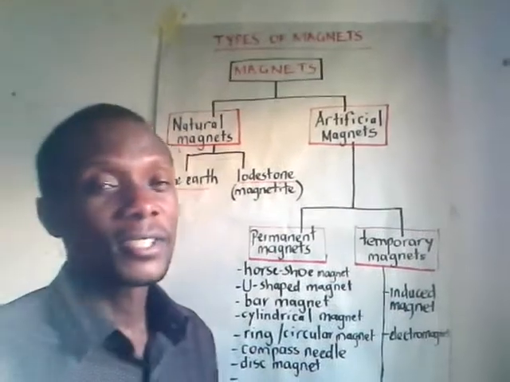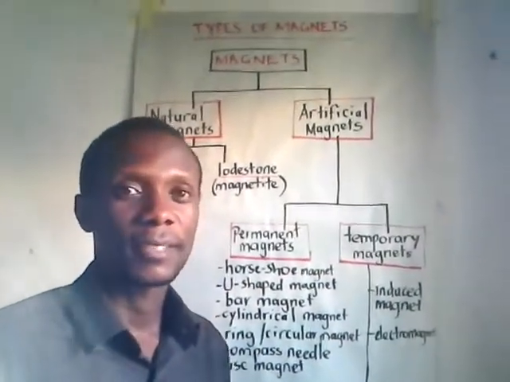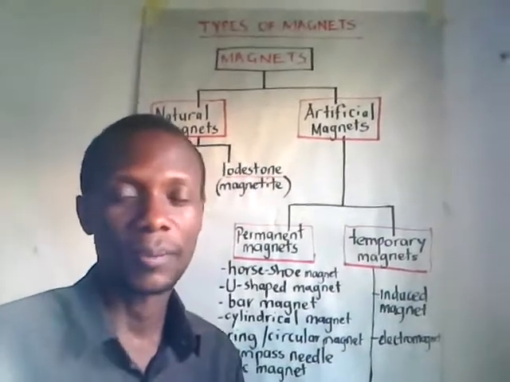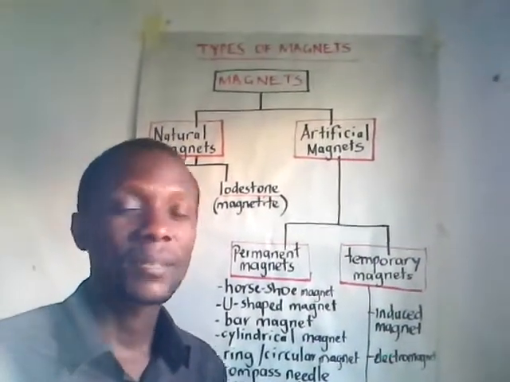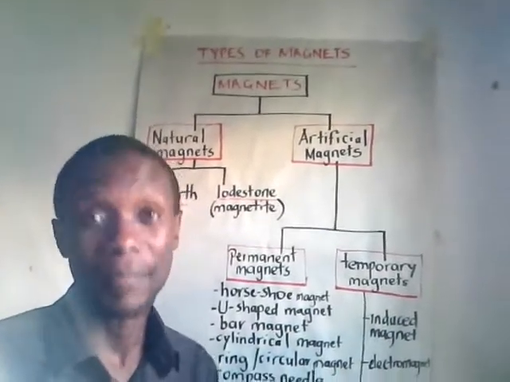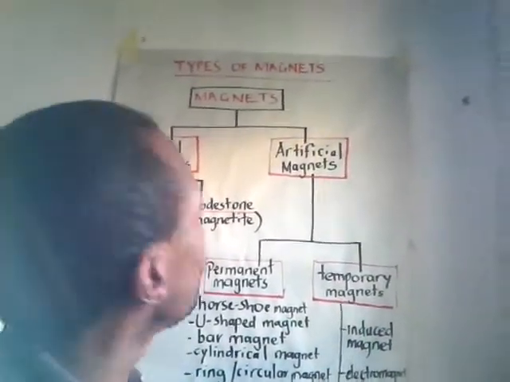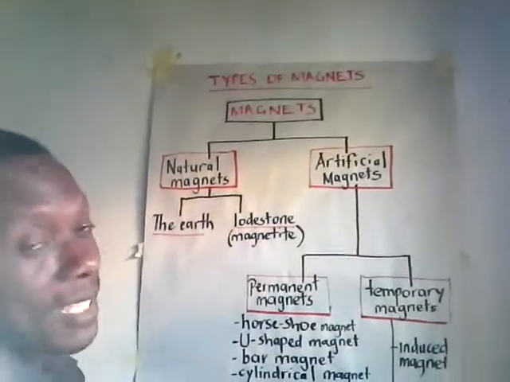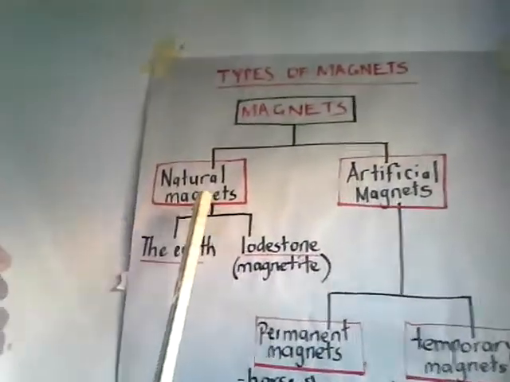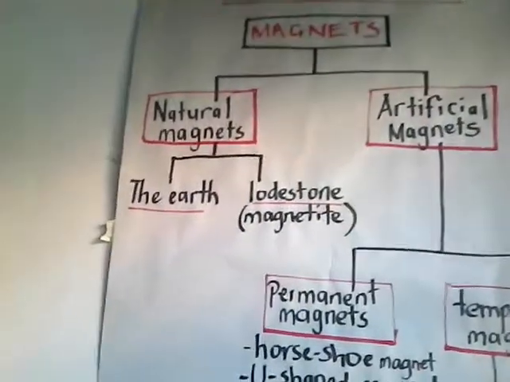In our previous sessions, we were looking at magnetism. We looked at some terms related with magnetism. We looked at magnetic and non-magnetic materials. Right now we're going to classify magnets. Magnets are broadly grouped into two. We have natural magnets and artificial magnets.